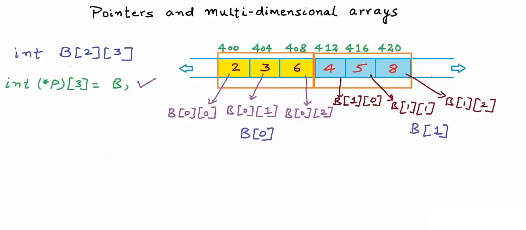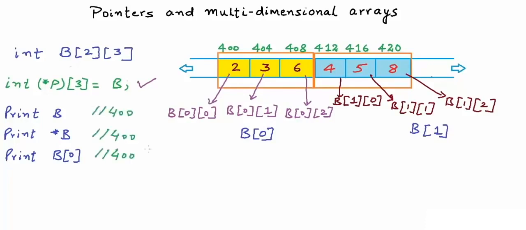Now I will write 3 print statements that I had also written in our previous lesson. I'm not writing the complete syntax for printf. Once again you need to tell me what will be the output if we would print these 3 expressions. We have B, *B and B[0]. Well, for all these 3, output will be 400. Here when we say B, just using the array name B will return us a pointer to the first one-dimensional array in B.